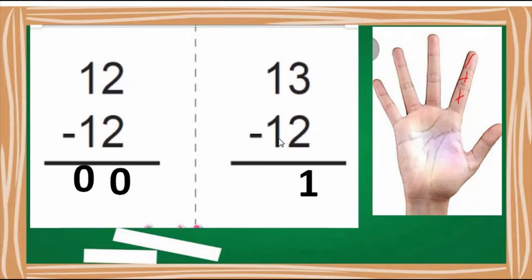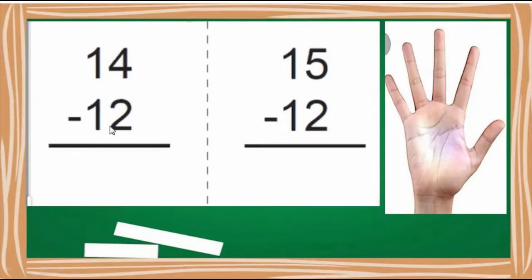1 minus 1. Now, we are going to make subtraction of the tens column. 1 is present on the tens place and we have to make subtraction of 1 minus 1. So, we can say that 1 minus 1 is equal to 0. The difference between 13 and 12 is 1.